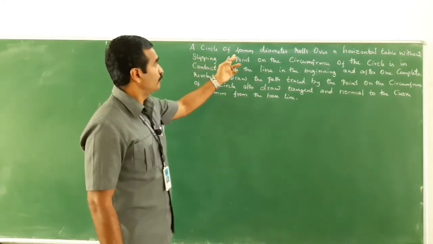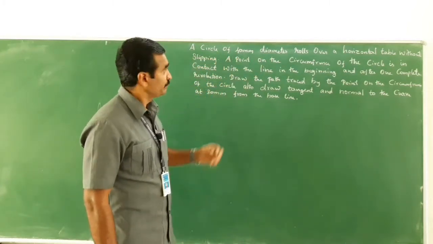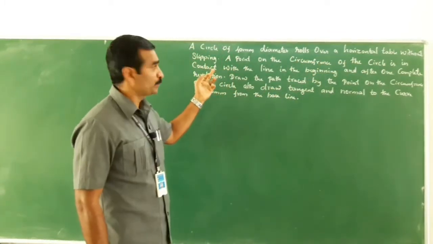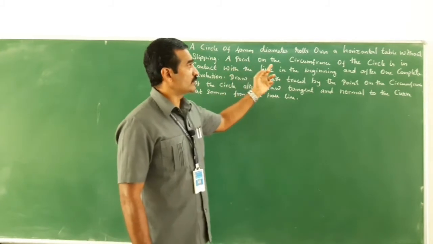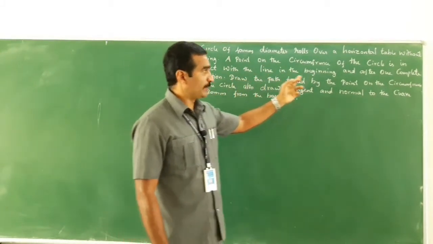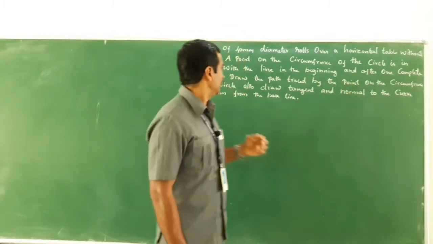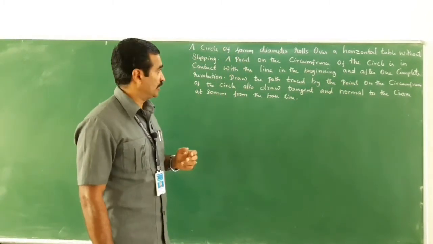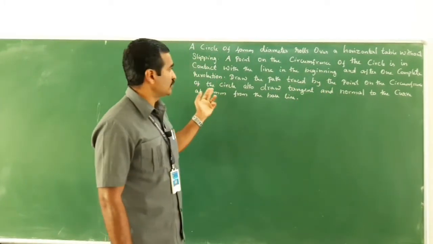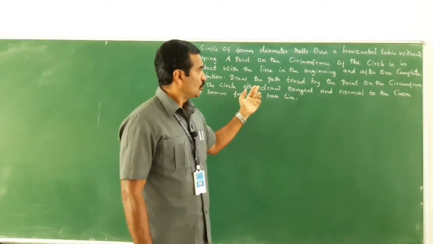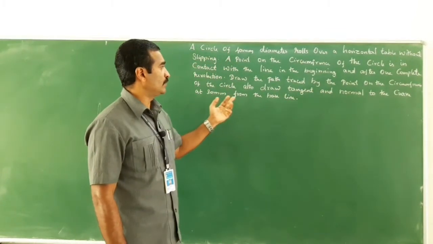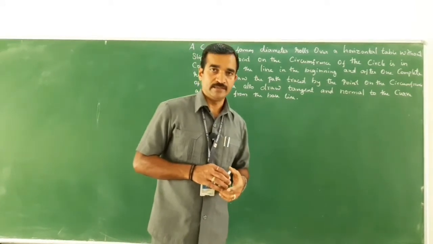A circle of 40 mm diameter rolls over a horizontal table without slipping. A point on the circumference of the circle is in contact with the line in the beginning, and after one complete revolution, draw the path traced by the point on the circumference of the circle. Also, draw tangent and normal to the curve at 30 mm from the base line.